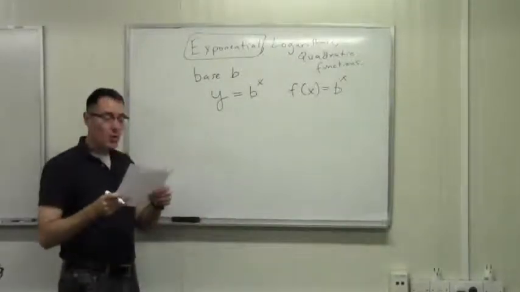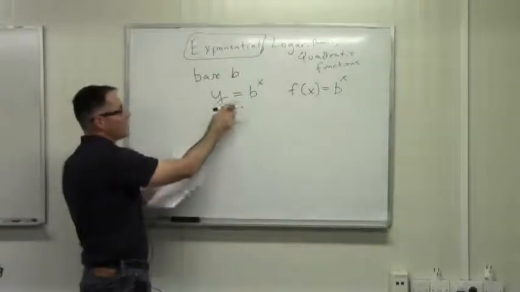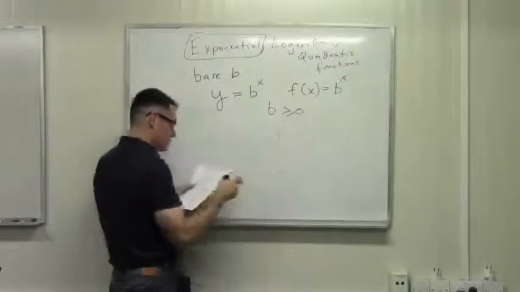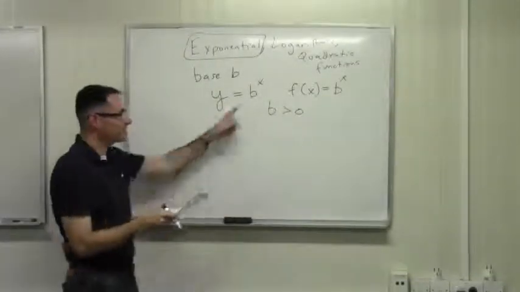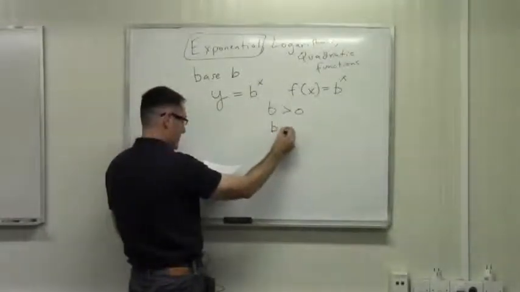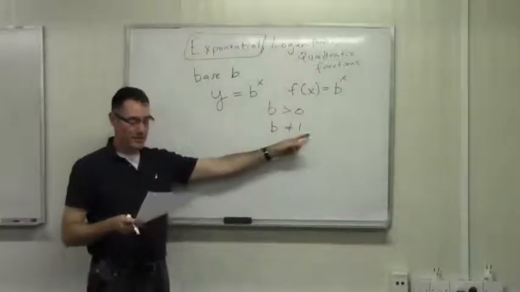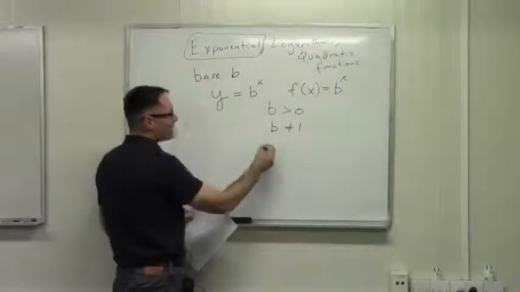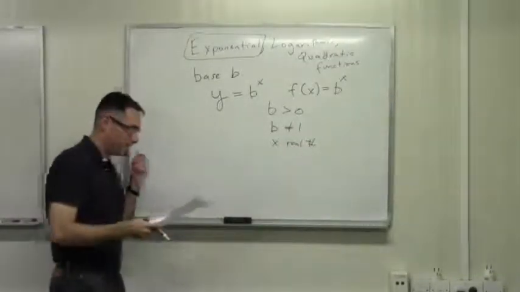Okay? So let's look at the graph. Well, let's talk a little bit more about this. In this case, the base has to be greater than 0. It can't even be equal to 0. And it also has to be not equal to 1. So you can have a base that's between 0 and 1, but you can't have a base that's 1. And x has to be a real number.